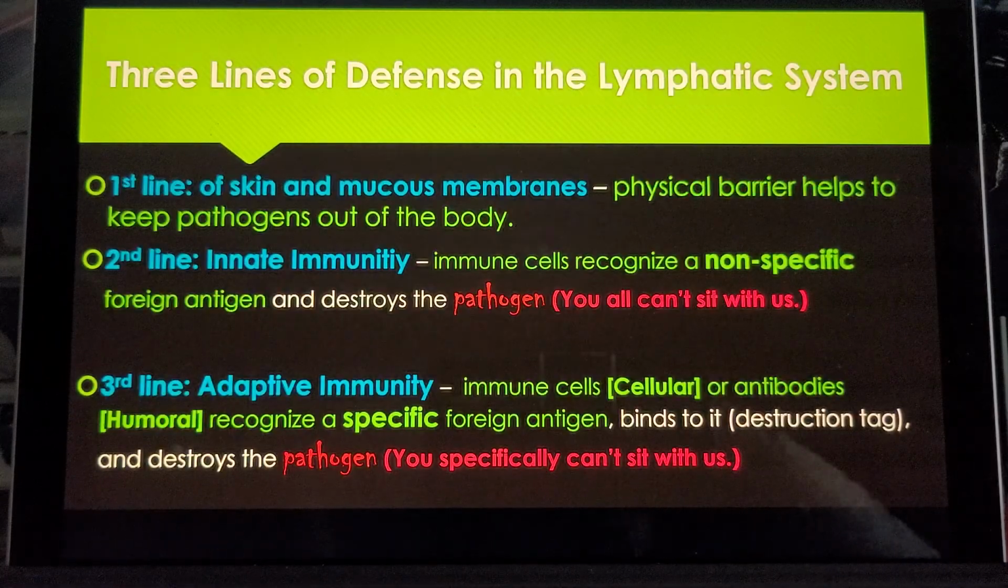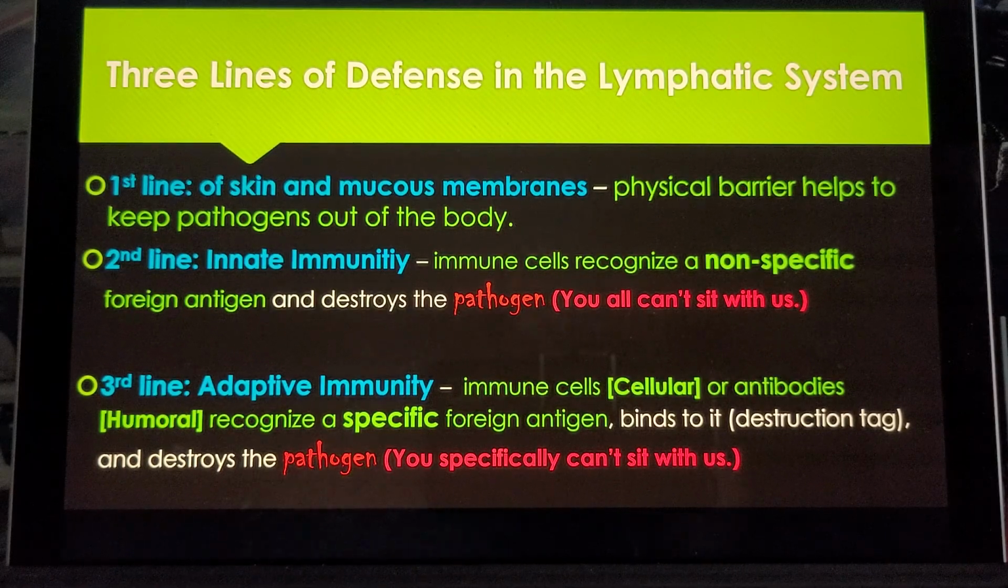Oops, oh well. Okay, so we have 3 lines of defense in our lymphatic system. We have the first line of defense, that's the skin and mucous membrane. So outside surfaces of the body or exposed to outside surfaces of the body. And this is a physical barrier to keep the pathogens out. Second line of defense, this is innate immunity. So this is where the immune cells recognize that this pathogen has entered the body, but it's non-specific. So basically their job is to kill anything that is foreign to the body. So it's just a generic, you all can't sit with us.